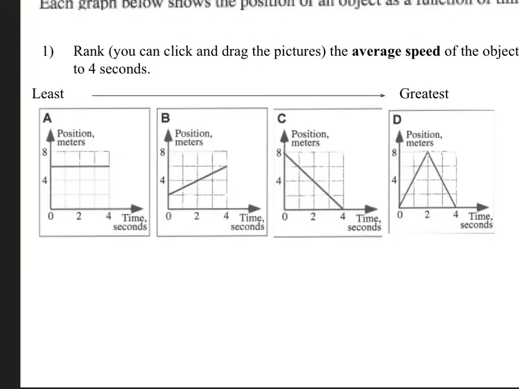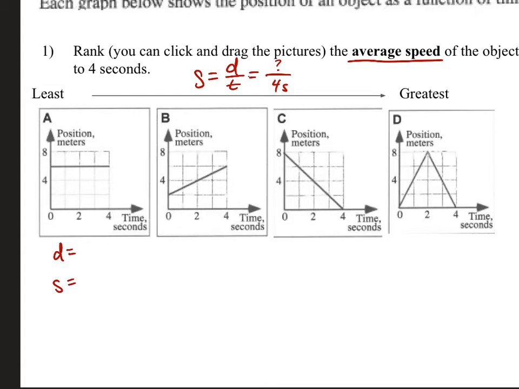Now let's look at the next one. Now instead of displacement, I'm trying to rank the average speed of the object. Well, to rank the average speed, I need to know how to find speed. Speed is distance over time. The time for all these graphs is the same. My time is going to be 4 seconds. So the question is, what is the distance traveled in the graph?